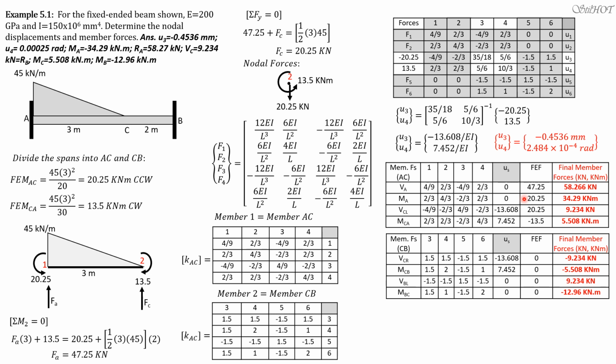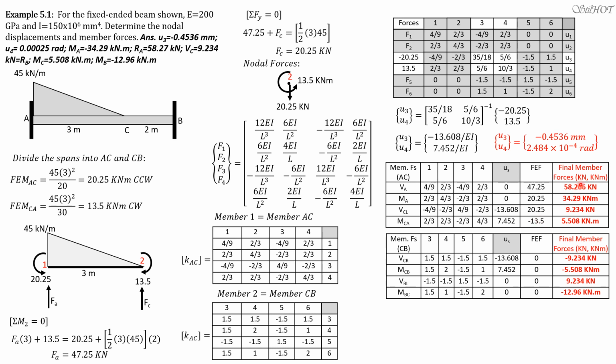Then F_C left, or F sub C, which is 20.25. That's the fixed end force for member AC. These are the fixed end forces for member AC. So 20.25, and for moment C to A, that's the meaning of this. Moment C to A is 13.5 clockwise, and clockwise moment is negative. That's why it's negative here.